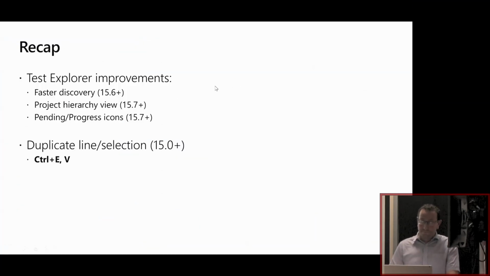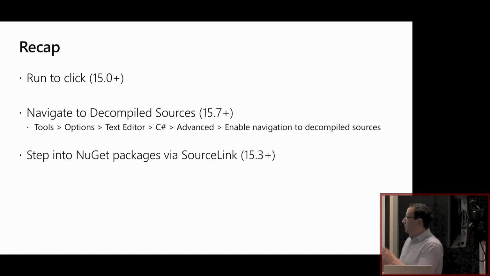So why don't we just summarize what we just saw there. We saw run to click, which is new in 15.0. Navigate to decompile sources, which is off by default. It's an experimental feature that we've turned on in 15.7. You can turn it on in tools options. And then step into NuGet packages via source link. So source link, we added in 15.3, but the JSON.NET package only added support for this in their recent build, which hasn't yet been published on nuget.org. But you'll see a lot more NuGet packages just support this out of the box.